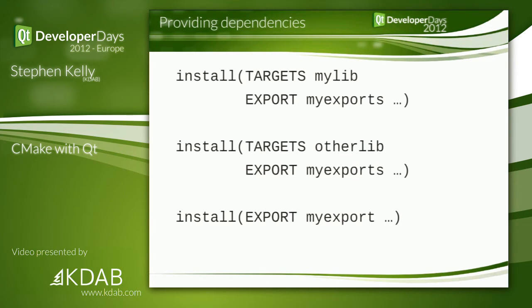So the way that you do that is, if you are the author of mylib, you're going to have some install commands to install the library itself and to install headers. And if you add a component to the install command to say, give a name to what you want to export, at the end you can call install again with some export, and that will generate most of a config file for you. It actually generates a targets file, which we'll be looking into just in a moment.